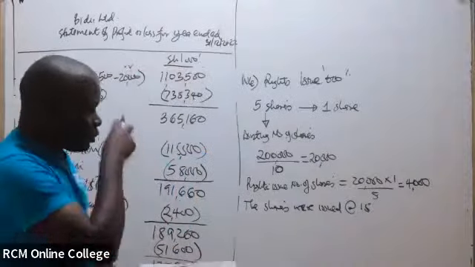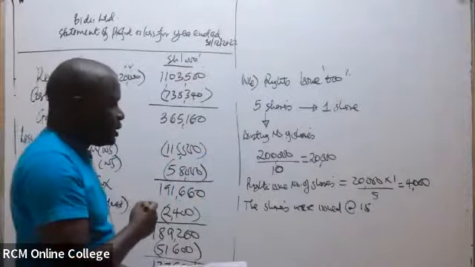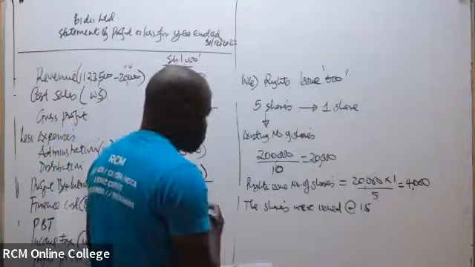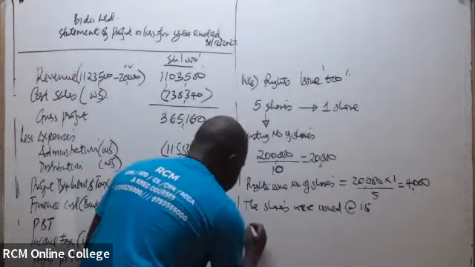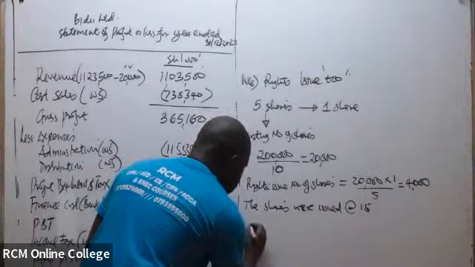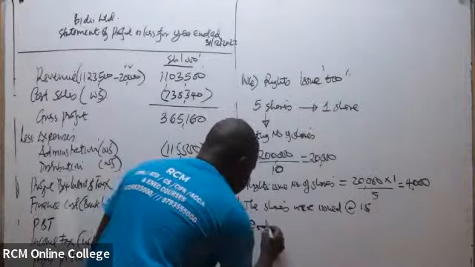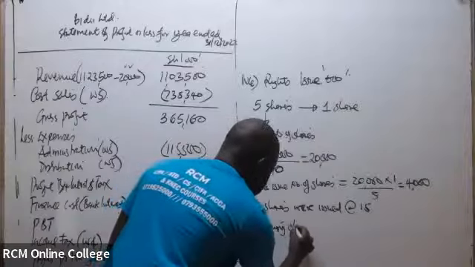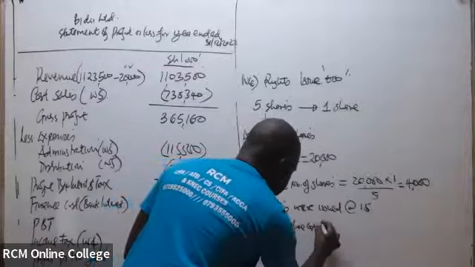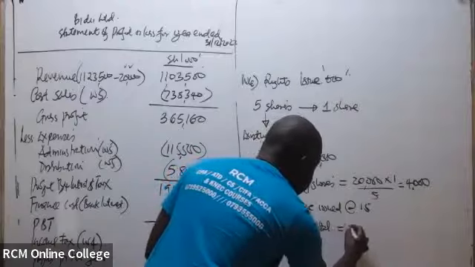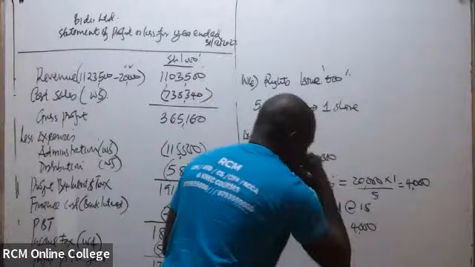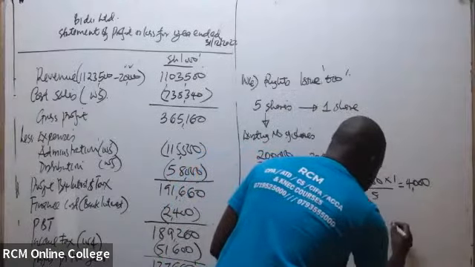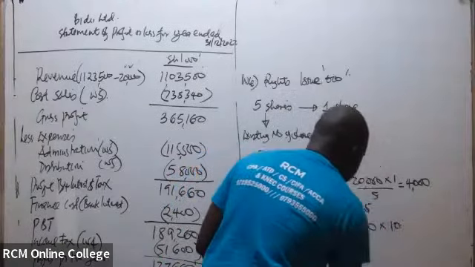So now, the ordinary share capital will have a transfer into it. The ordinary share capital will be 4 million, and you multiply by how much? 10. You multiply by 10.